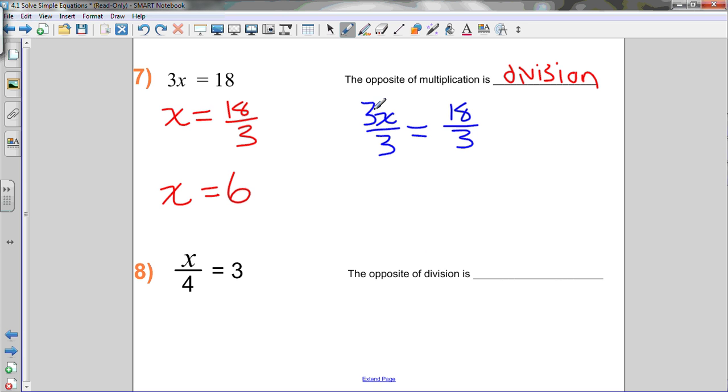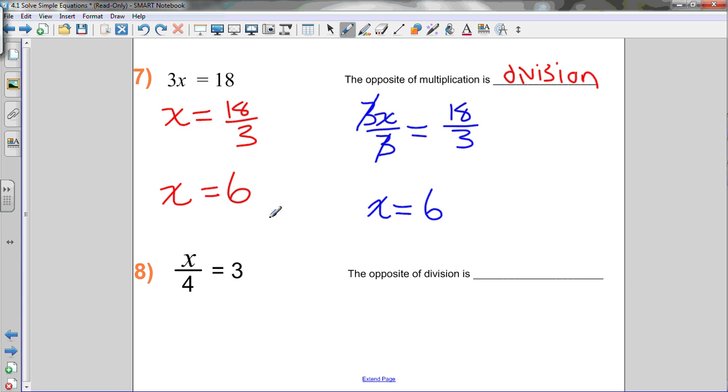And then what's going to happen is we have a 3 divided by a 3 on the left side. Those are going to cancel to equal 1. So I'm left with 1x equals 18 divided by 3 is 6. So think of it either way. I like to think of just moving it to the other side so I don't have to show this canceling every time. But it's up to you.